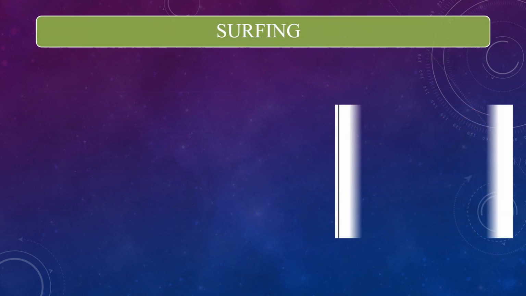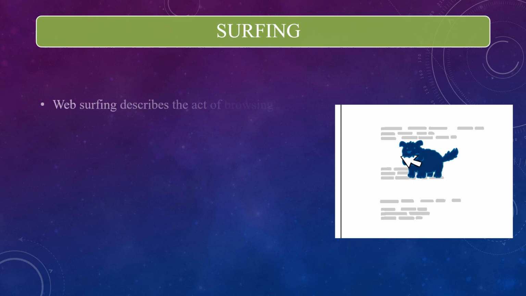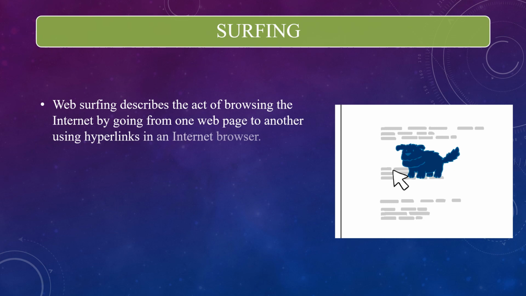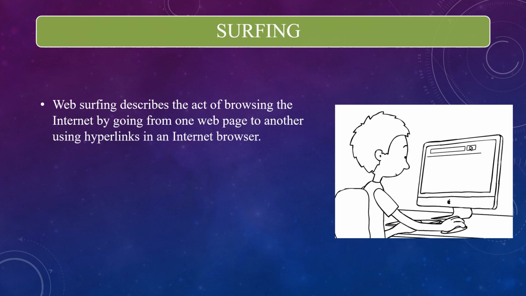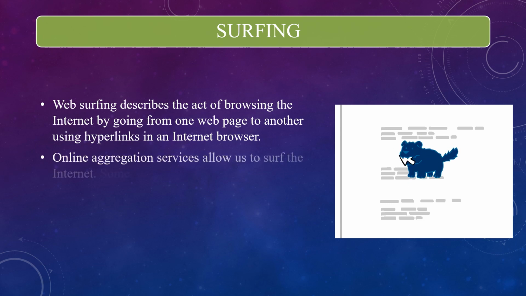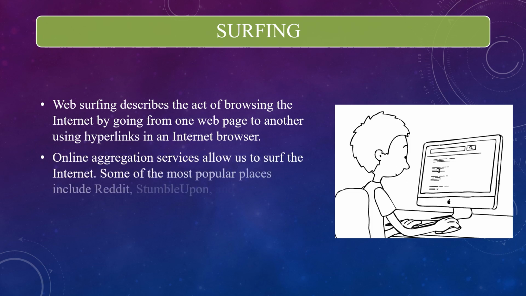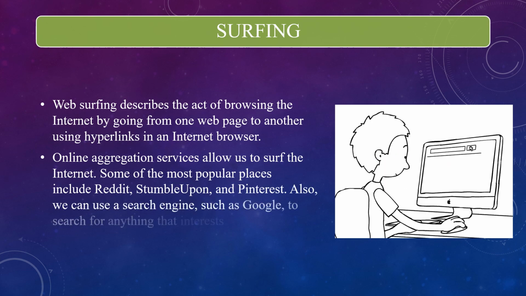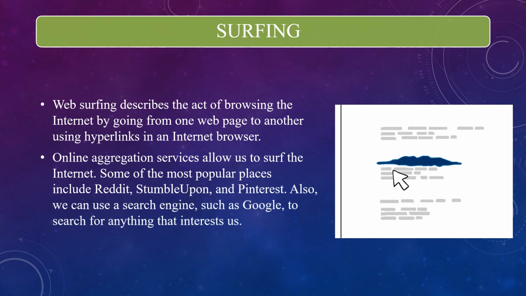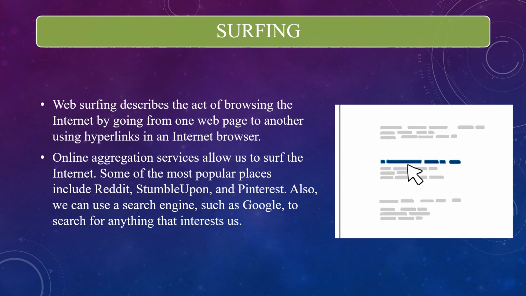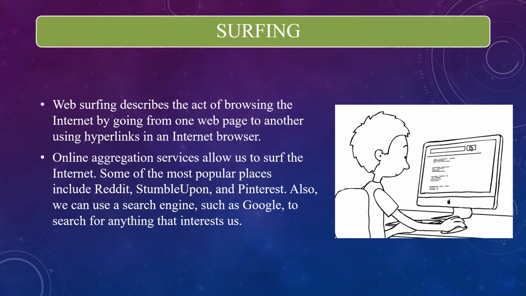Let's begin with surfing. Web surfing describes the act of browsing the internet by going from one web page to another using hyperlinks in an internet browser. Online aggregation services allow us to surf the internet. Some of the most popular places include Reddit, StumbleUpon, and Pinterest. Also, we can use a search engine such as Google to search for anything that interests us.